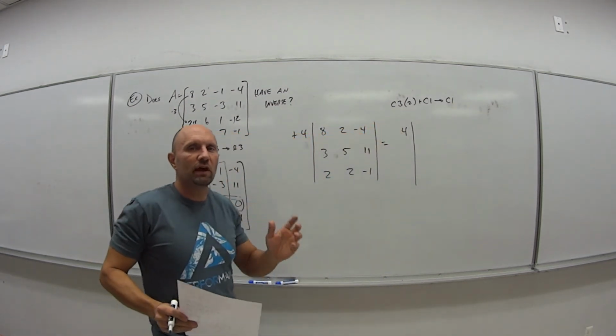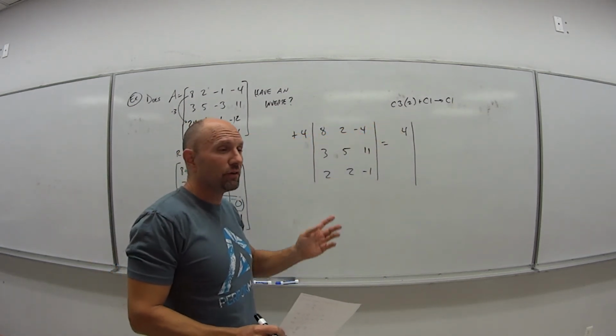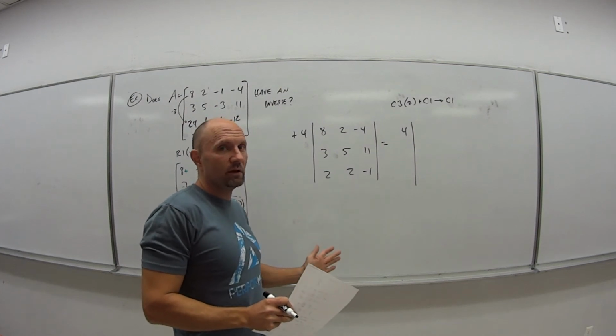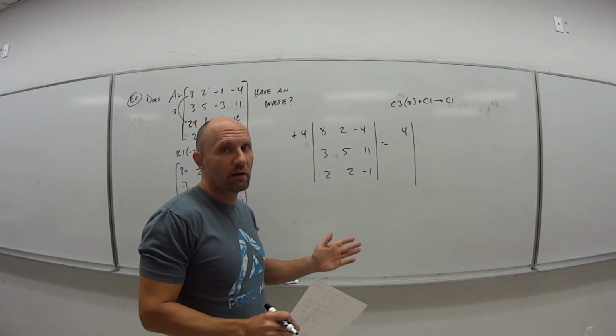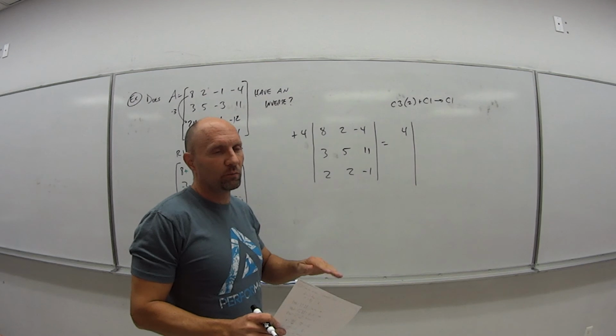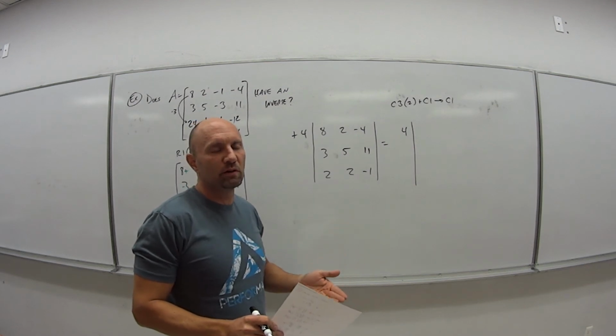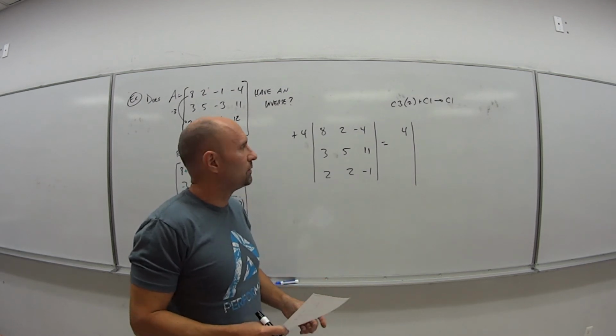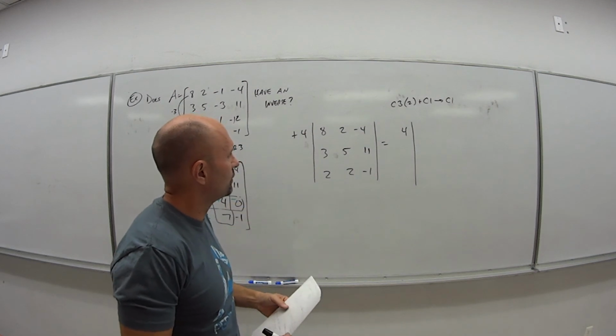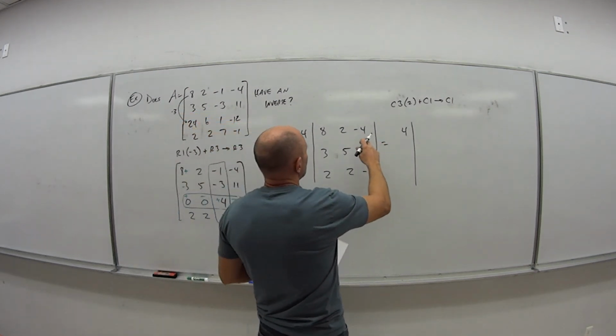So this is the first time we're doing column manipulations. We can do this with determinants, not with regular systems. So if you're doing reduced row echelon form, don't do column manipulation. That's only for our determinants. So if we do this, what do we get?